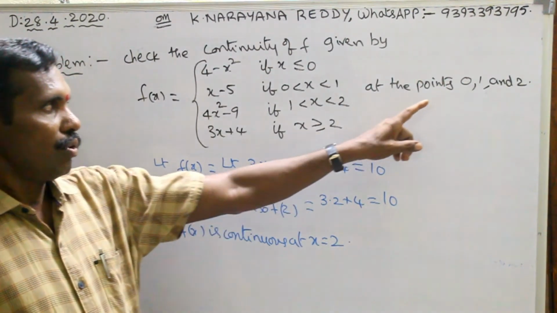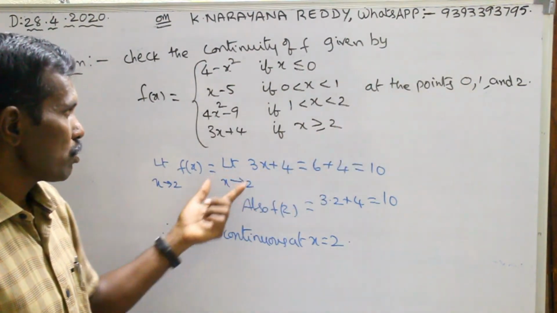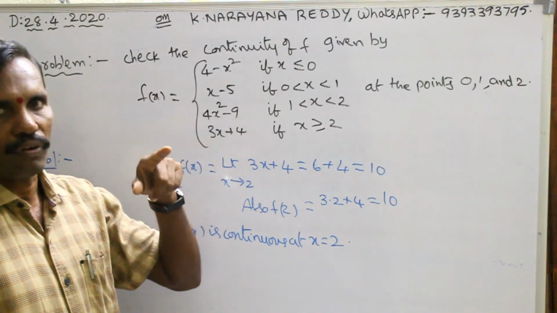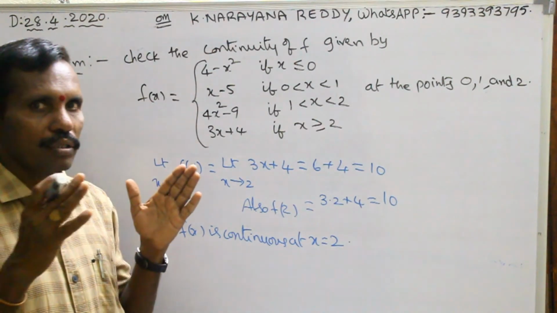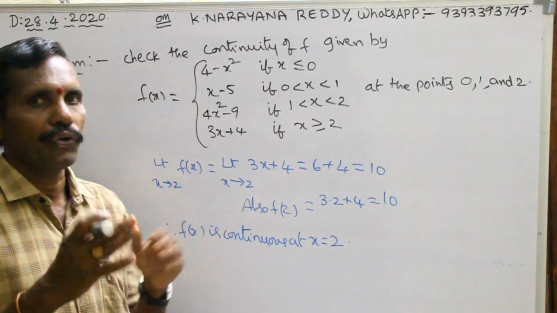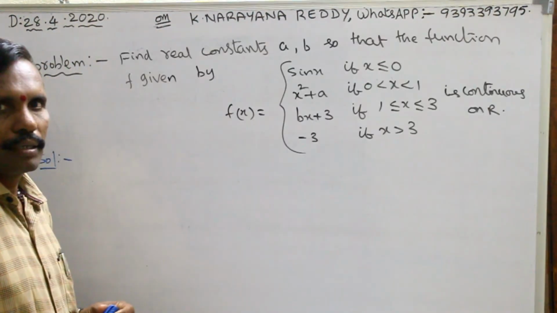First of all, we want x equals 0, after 1, after that 2. You just substitute the values and after that you can find f of 0, f of 1 and f of 2. If both are equal, definitely that function is continuous. That is an important point which you have to observe here. Okay? See the next problem.